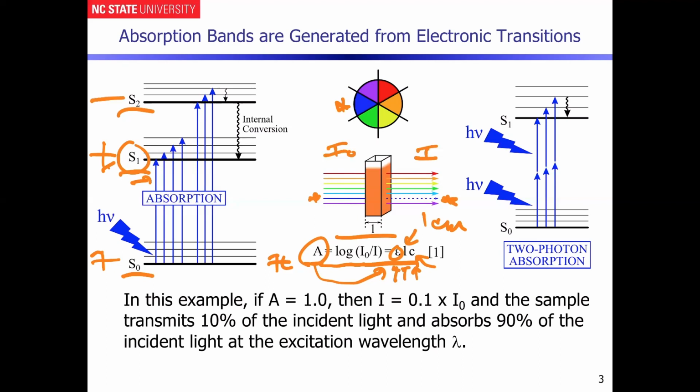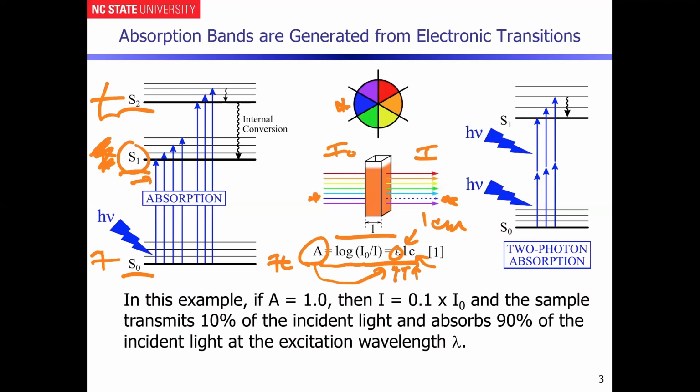So if you didn't populate S1 initially, we can just get rid of that. And then we say, well, we can do a transition from S0 to S2. And that occurs at higher energy, but it also illustrates the fact that most compounds don't just exhibit one single electronic absorption band, they have multiple absorption bands.